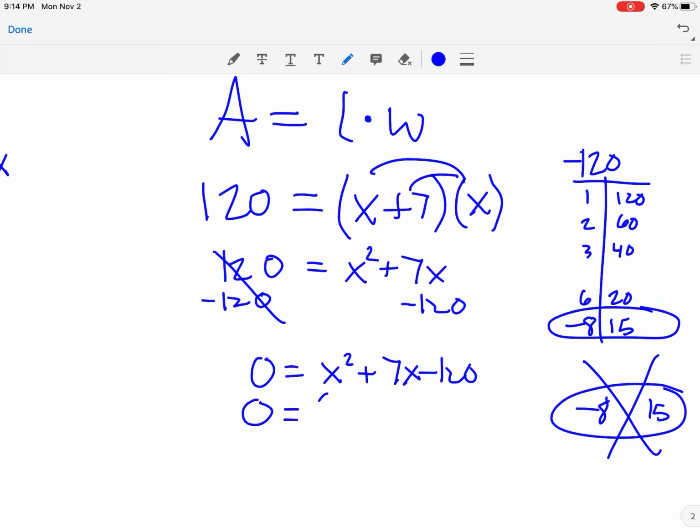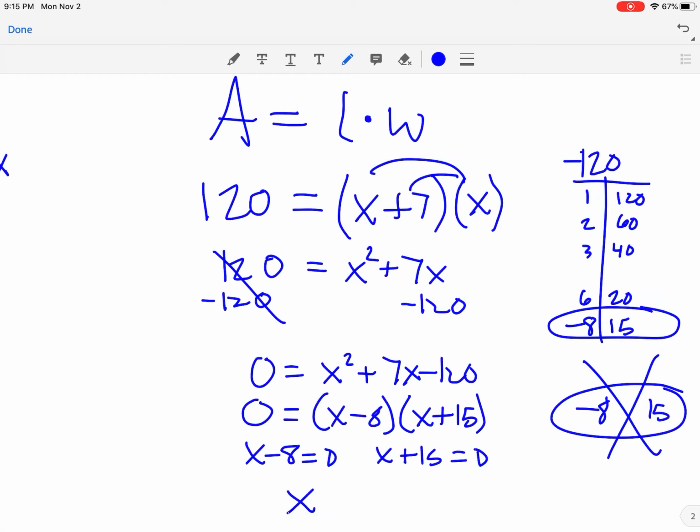So let's factor using those magic numbers. X minus 8, x plus 15. So when we set each of these, x minus 8 equals 0 or x plus 15 equals 0, and solve those, we get x equals 8 and negative 15.